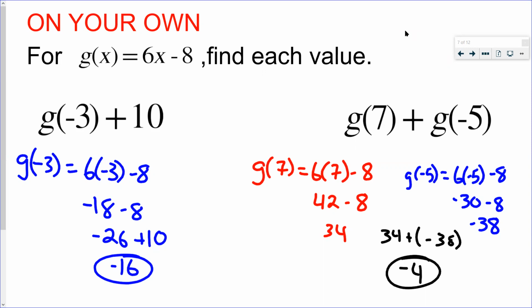And then g of 7 plus g of -5. So for g of 7, you should have gotten 34. And for g of -5, you should have gotten -38. It says to add the two. So we have 34 plus -38. Here comes that integer math coming into play again. And we should have gotten -4.